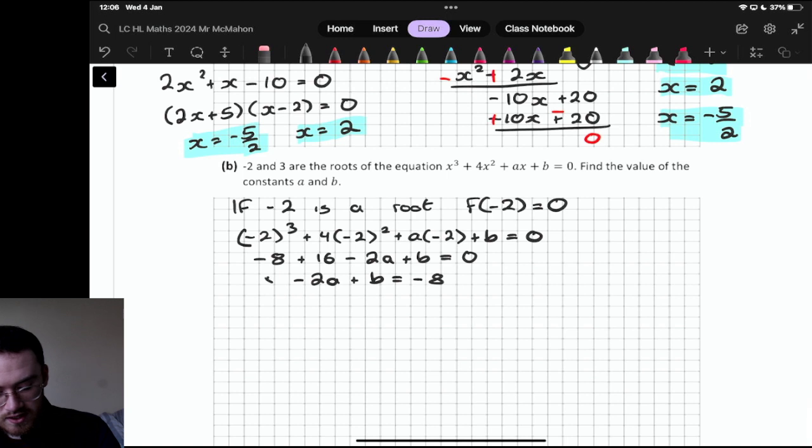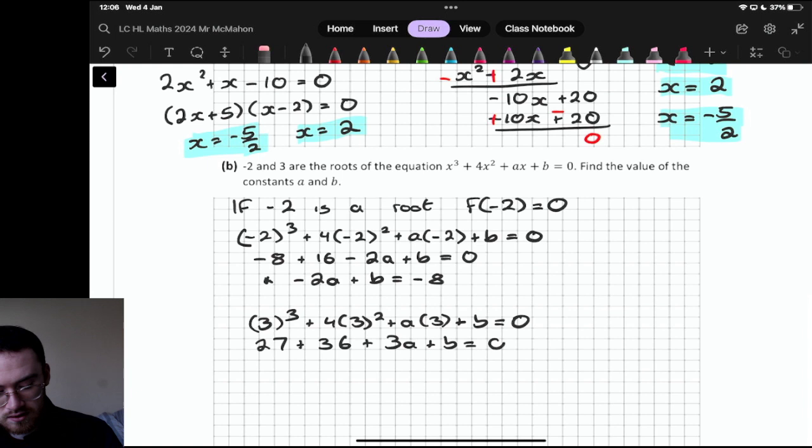And we end up with a nice equation like this one, minus 2a plus b, and I've put the number onto the other side, and obviously that's for a particular reason, but we will hopefully see that when we come to that point. Next I'm going to do the same thing with my other root. So our other root was 3, so we're just going to do the same thing again. We're going to sub in 27 plus 36 plus 3a plus b, and 3a plus b is equal to minus 63.